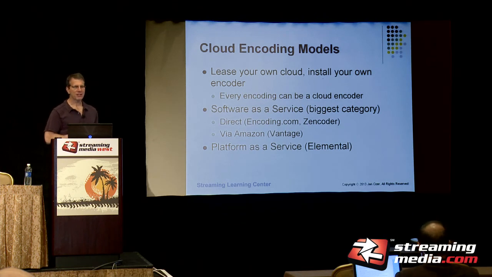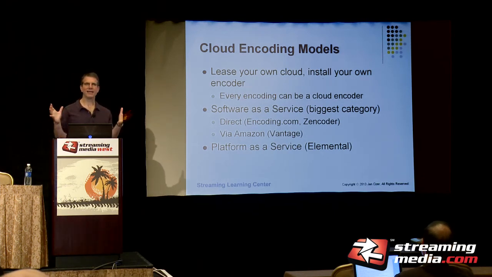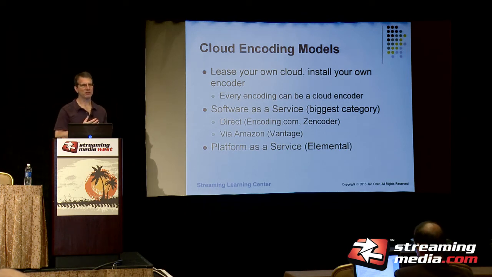There are a bunch of different cloud encoding models. You can lease your own cloud and install your encoder in it. So basically, any encoding tool can be a cloud encoder if you install it in a cloud. The biggest market segment is software as a service, where you upload your files, they encode them and then deliver them to you. There's also platform as a service, which is what Elemental does, and we'll cover what that is in a moment.